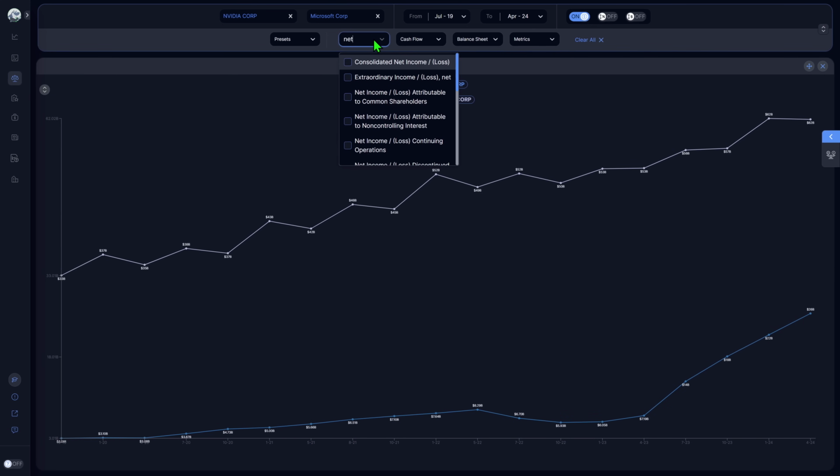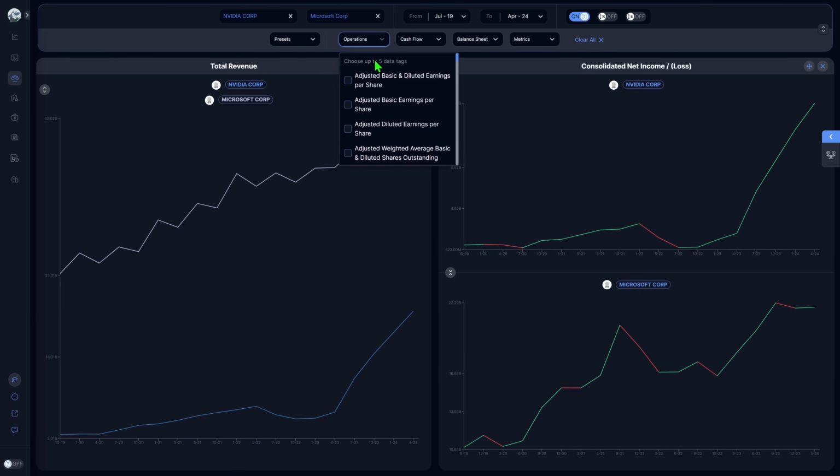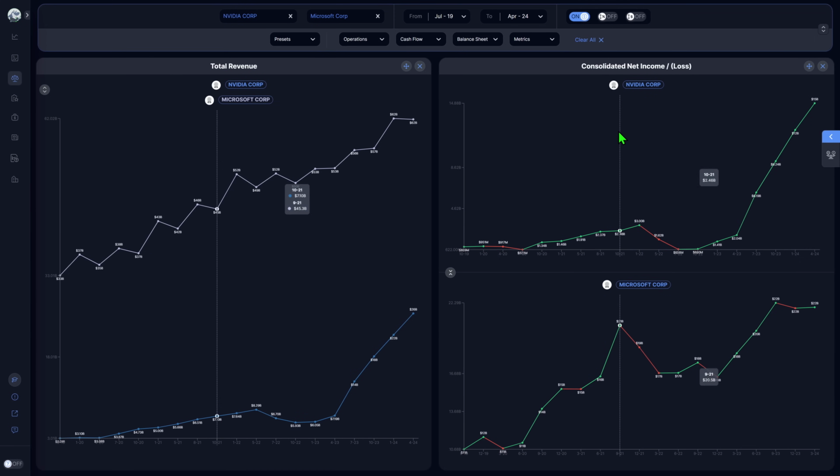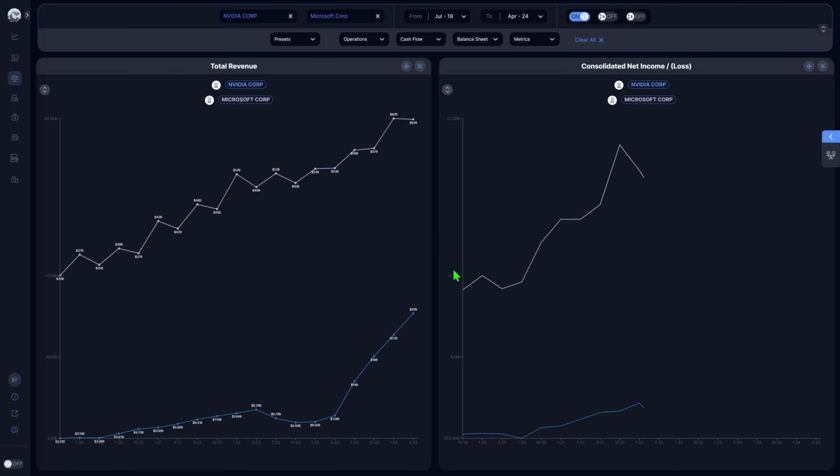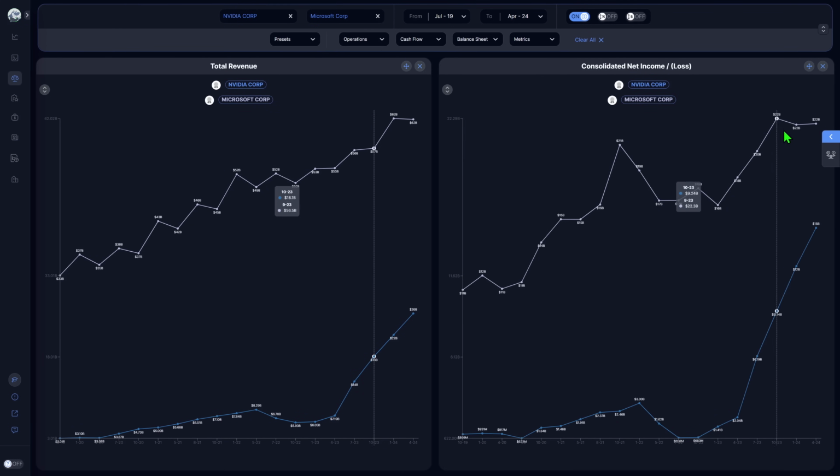Profit. Overall, it seems that Microsoft is making more money in profit, though the continuous rise in NVIDIA's profit is getting it closer to Microsoft's levels. For the most recent quarter, Microsoft reported a profit of $21.9 billion, and NVIDIA reported a profit of $14.9 billion.